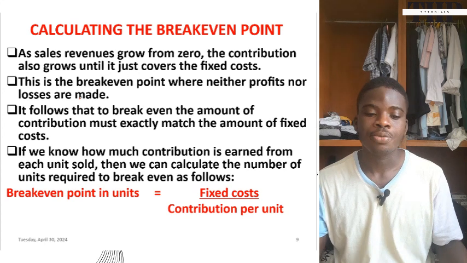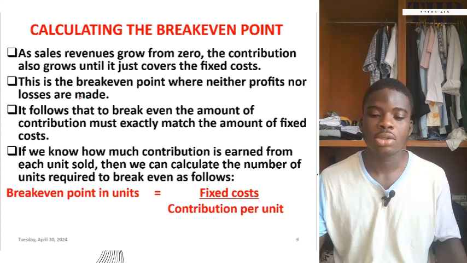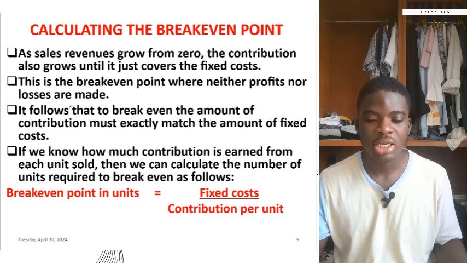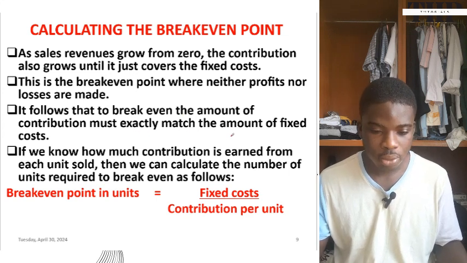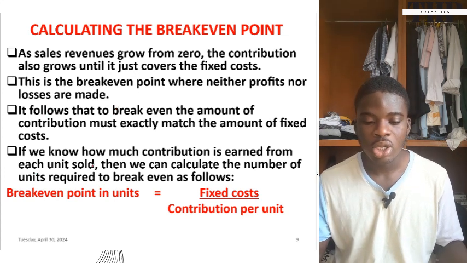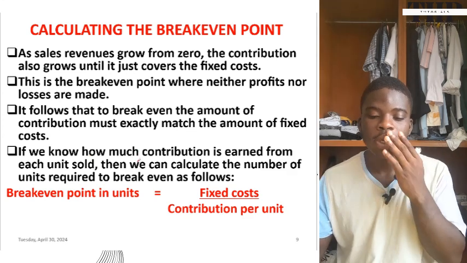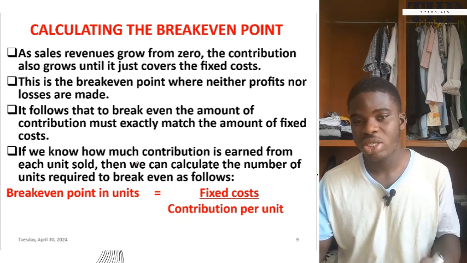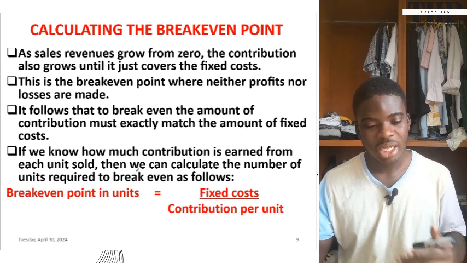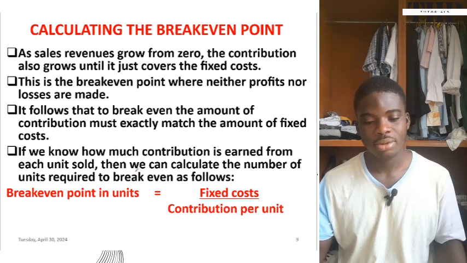So how do you calculate for that? It follows that to break even, the amount of contribution must exactly match the amount of fixed cost. Now, if we know how much contribution is earned from each unit sold, then we can calculate the number of units required to break even as follows.